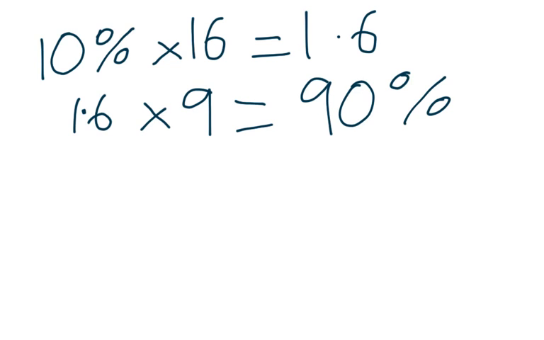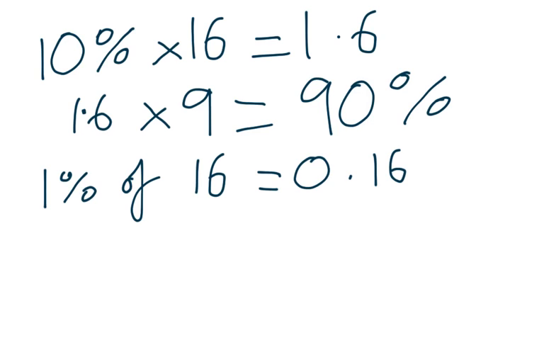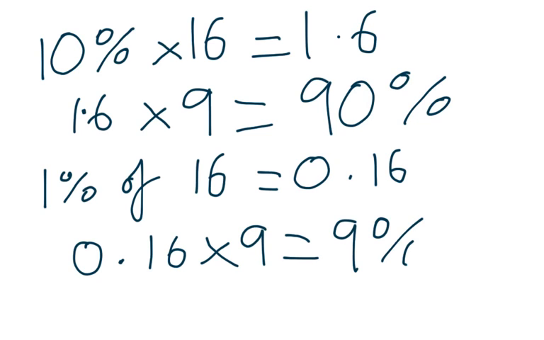And then I could do 1% of 16, which was 0.16. And then that's 1%. So if I did that times 9, that would give me 9%. And then I could add those two together. Oh my goodness, that's a really tricky way of doing it. To work out 99%, there's a much easier way.